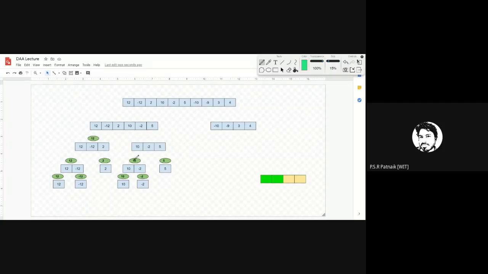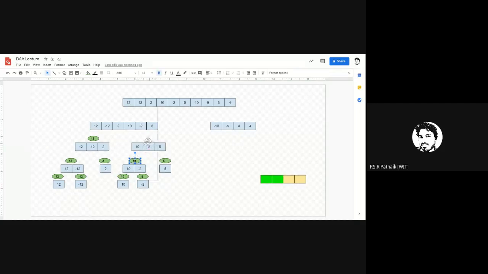So which is larger? 10 is larger, 5 is larger, or 13 is larger? 13 is larger. So here technically, what will be the maximum subarray for this? It would be 13. Okay, so did you get till this point?